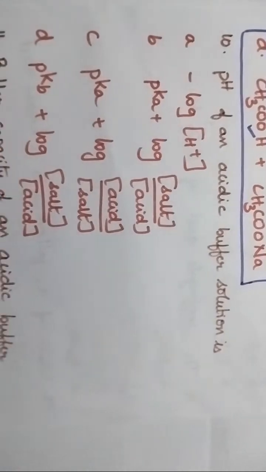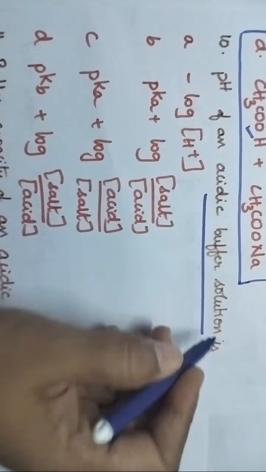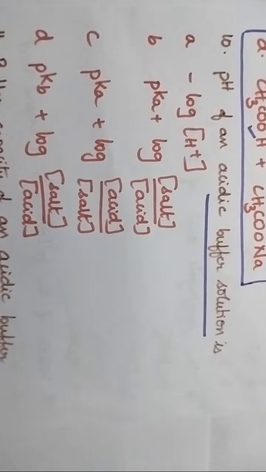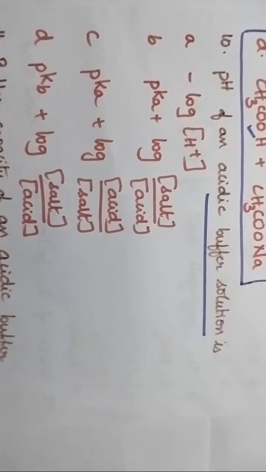Very good. Next, let us move on to the 10th question. The pH of an acidic buffer solution can be calculated by using which of the following formulas? pH of an acidic buffer solution is equal to. What is your answer? It's very simple. Priceless brains, at once check your answer. In this class only, I explained how to calculate pH and pOH for buffer solutions.